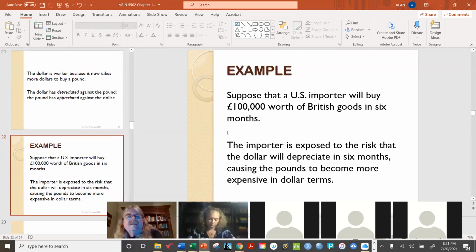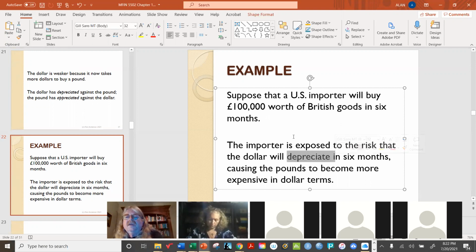So now a U.S. importer will need to buy 100,000 pounds of British goods in 6 months. The problem that he faces is that the cost could go up, which means the dollar got weaker. What does he do about it? He can wait and hope for the best, or he can enter into a forward contract to buy the pounds in advance, or at least lock in the price today.